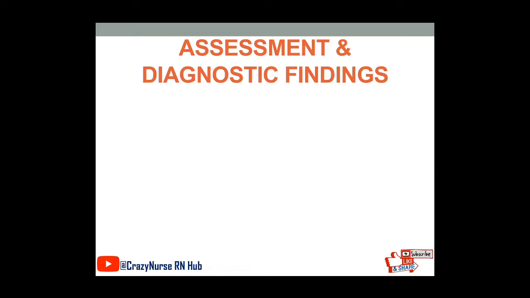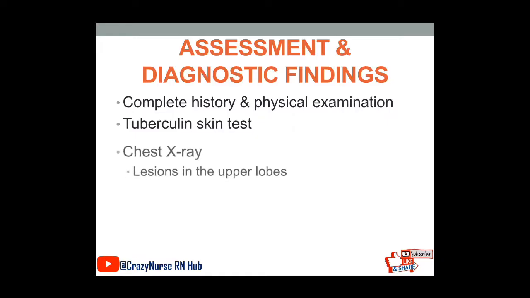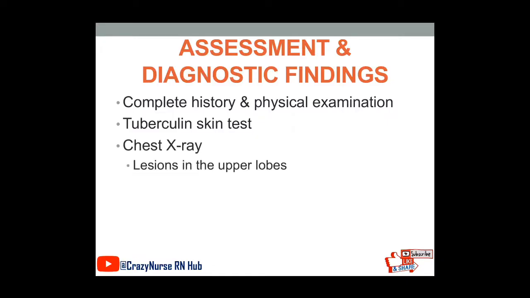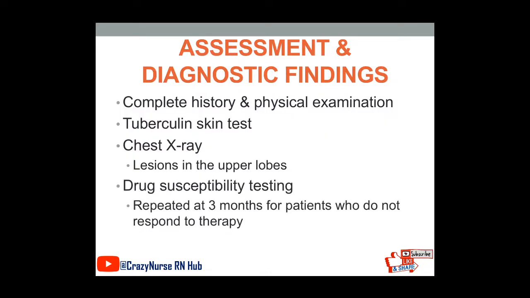For the assessment and diagnostic findings, we have to obtain a complete history and physical examination. Also, we have to perform a tuberculin skin test and chest x-ray. There will be a lesion in the upper lobes as a result of pulmonary tuberculosis. Drug susceptibility testing is also done, and it is repeated at 3 months for patients who do not respond to therapy.